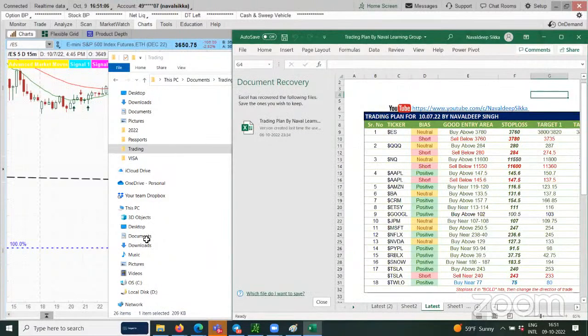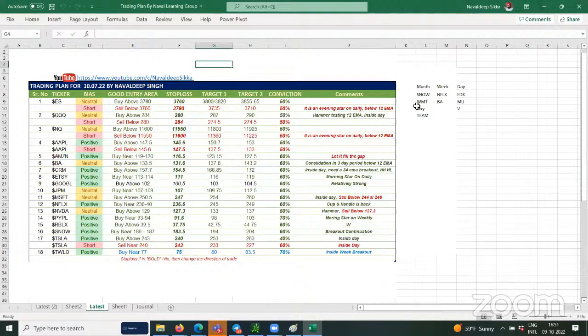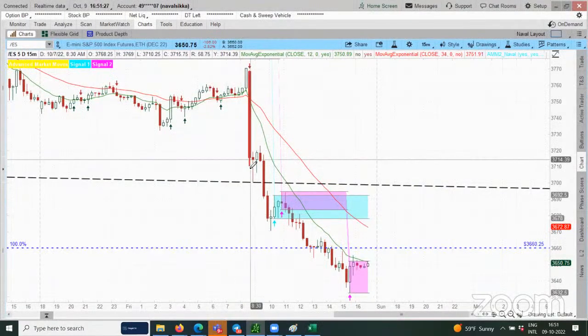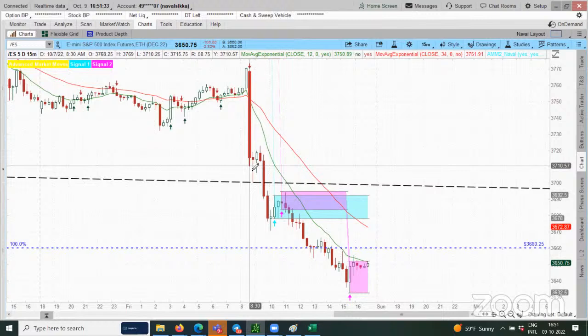So this was 37.10, and it was an evening star. It was below 12 EMA. So the idea was that yes, if it loses 37.60, it can hit 37.10. So this was the first drop, which we could never ride. People who are not doing futures will not be able to do it at all.